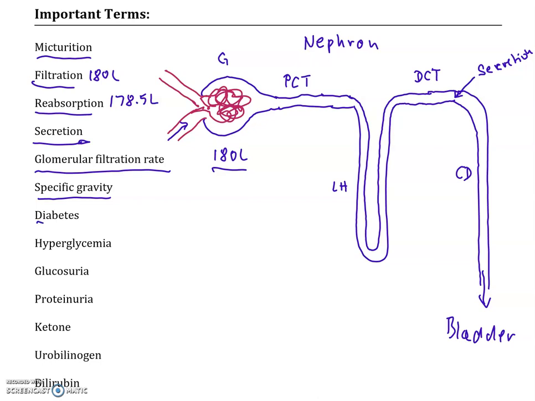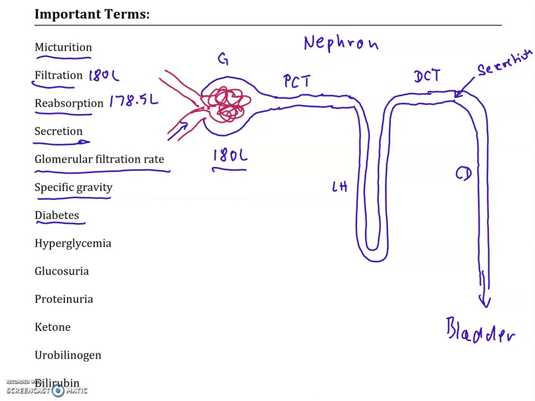And diabetes is a condition where you don't have enough insulin or maybe no insulin at all, and so therefore you cannot take glucose into cells, and so that means the glucose accumulates in the blood and you have a blood glucose level that's way too high.